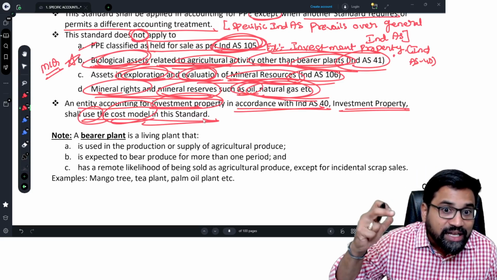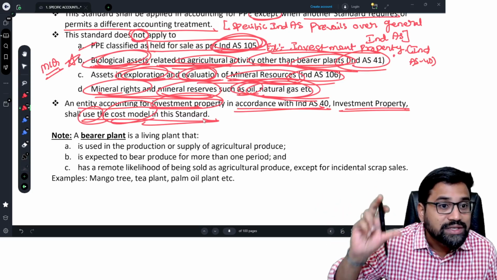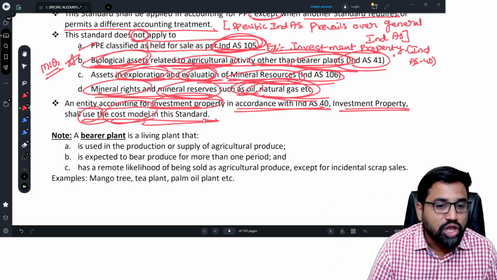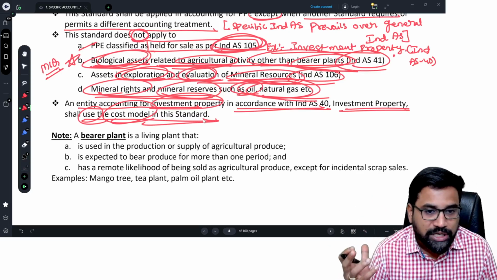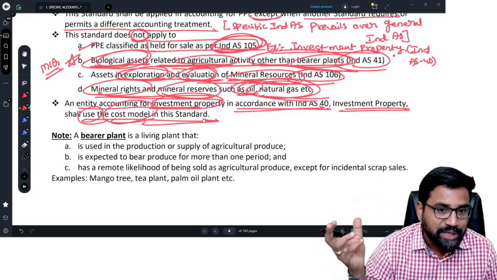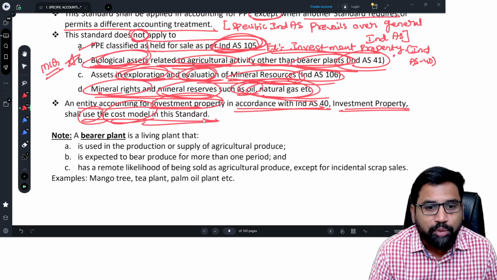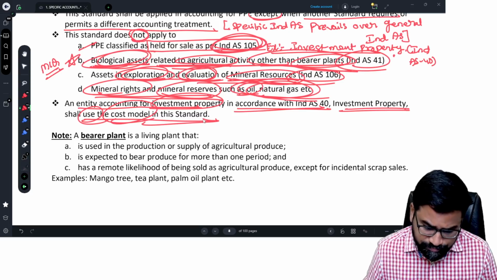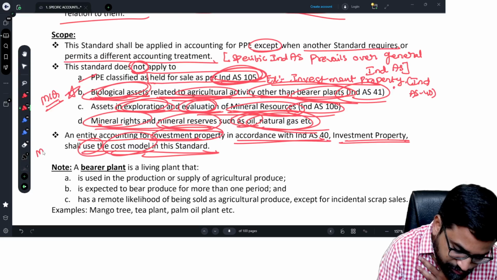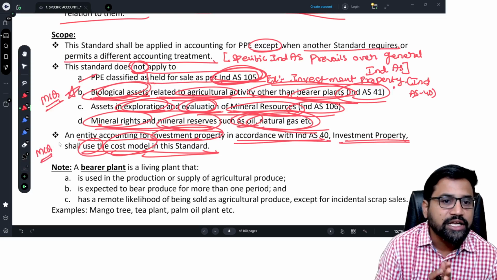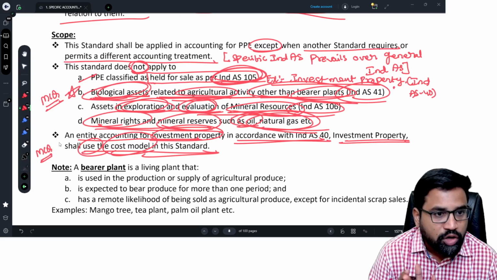When you are treating any property, plant and equipment as investment property, we have to use the cost model of this standard to value it. What is the cost model? What is the revaluation model? I will tell you. To decide the carrying amount of property, plant and equipment in the balance sheet, we have two models: the cost model and the revaluation model. But for investment property, which model should we always follow? The cost model. Remember, this is also an MCQ. If it is an investment property, always follow the cost model.